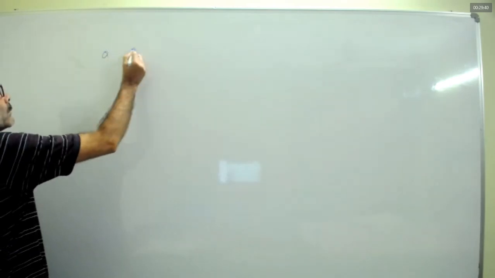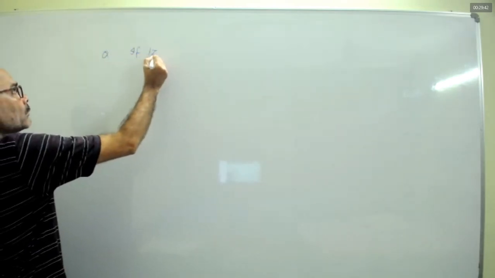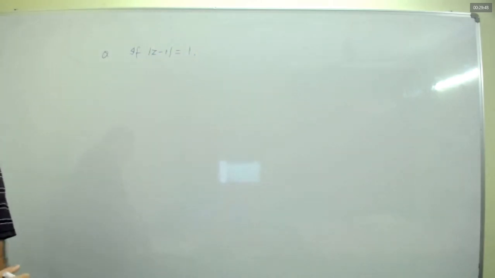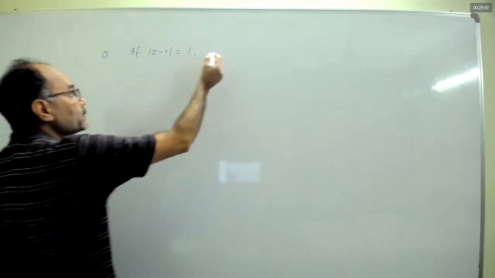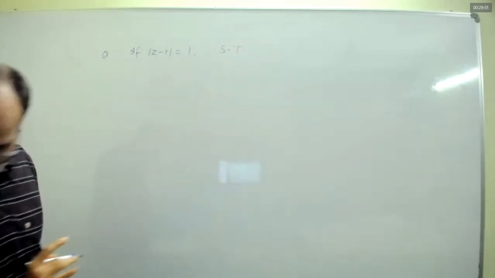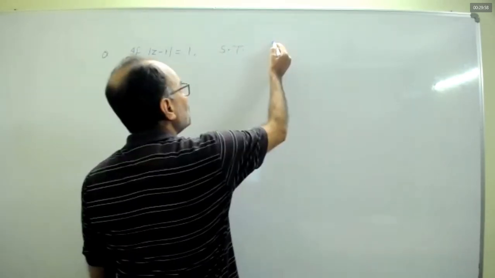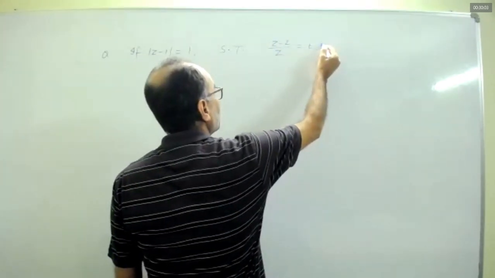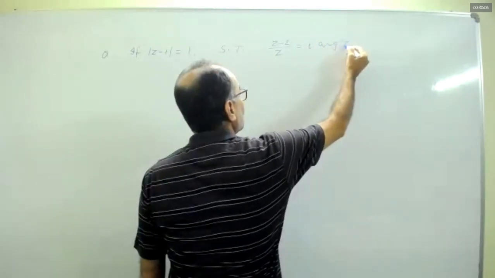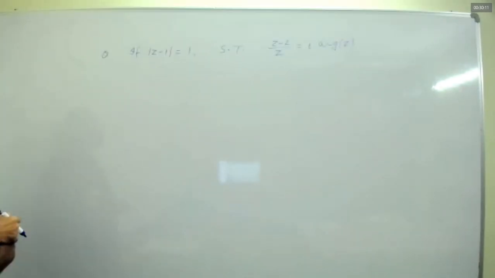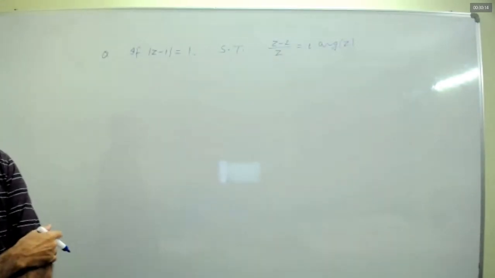If mod of z minus 1 equals 1, then I am giving you the answer: z minus 2 by z equals i times tan of argument of z.